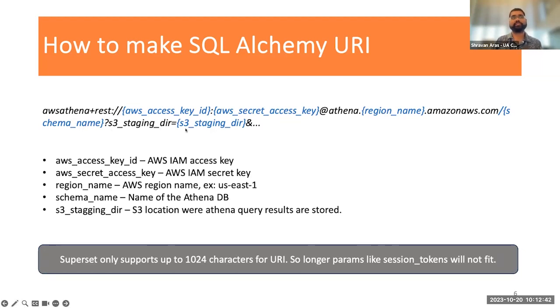The schema name is a database name, and then the S3 staging directory is where you want Superset or Athena to store the results of your query. Your IAM account does need to have permissions to access all of this. There is a small caveat here. Superset has a limit of 1024 characters. And so right now we're not able to add things like session tokens, which are a lot longer. But we're working on modifying the Superset Python code to remove that so that we can add longer URIs to it. So we're not exactly sure where that limitation is right now. So for now, you can only use your access key and your secret key for it.